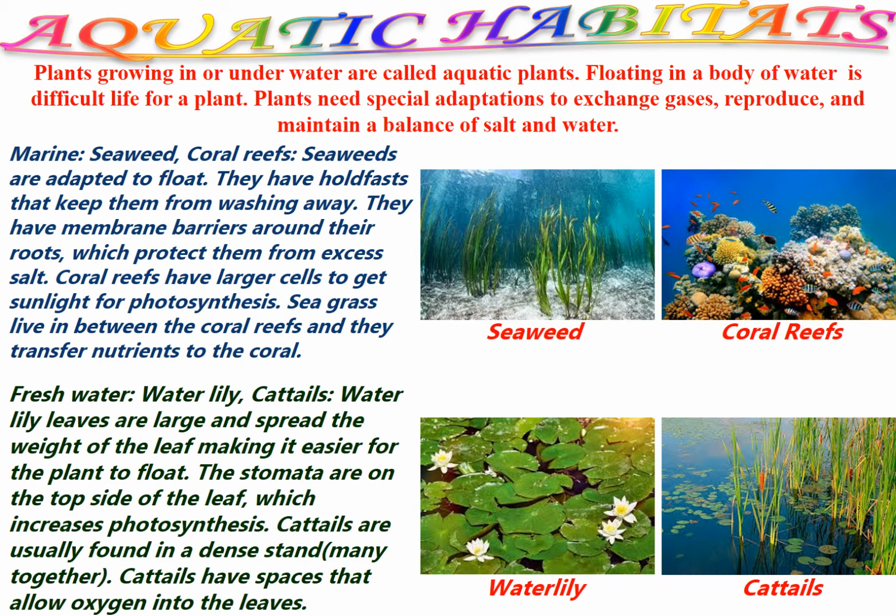Freshwater. Water lily and cactus are two examples. Water lily leaves are large and spread the weight of the leaf, making it easier for the plant to float. The stomata is at the top side of the leaf, which makes photosynthesis easy for the plant. Cactus are usually found in a group together and have spaces between them which allow oxygen into the leaves.